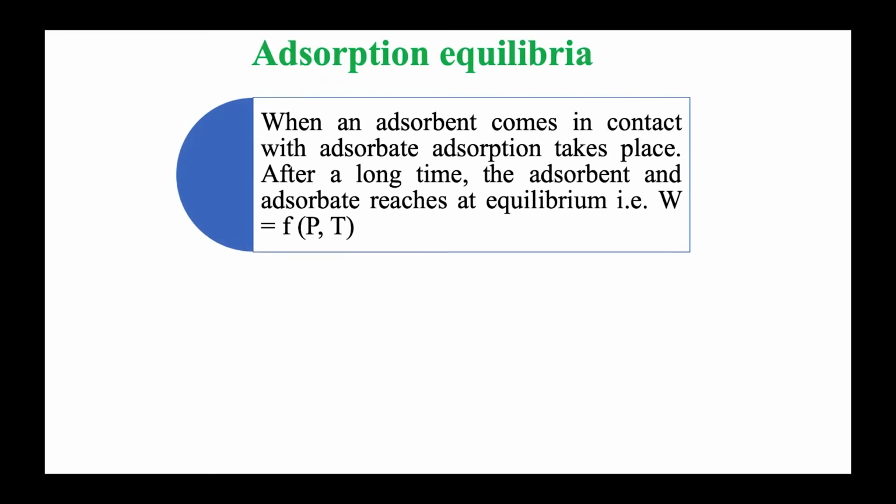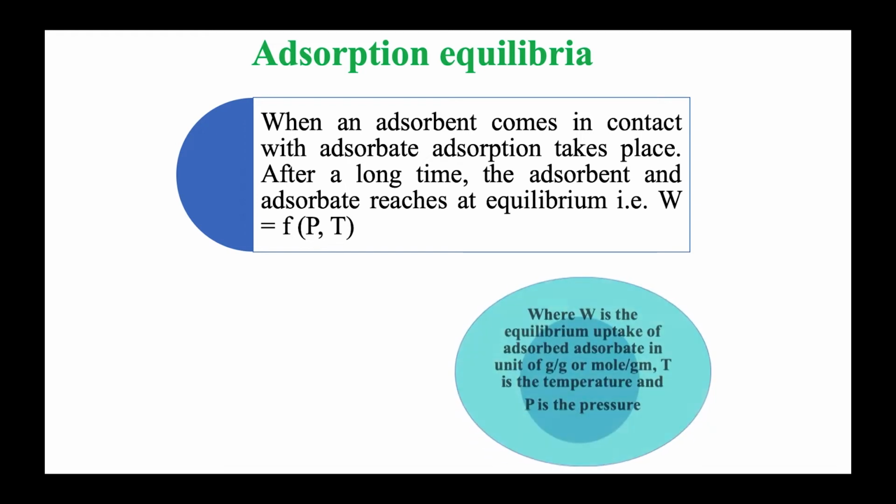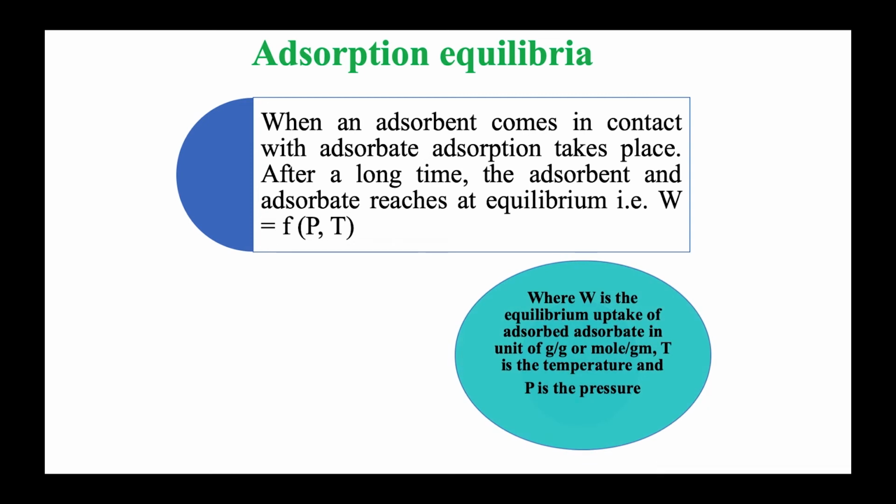Now, we are going to study about adsorption equilibria. When an adsorbent comes in contact with adsorbate, adsorption takes place. After a long time, the adsorbent and adsorbate reach equilibrium. That is, W is equal to function of P and T, where W is the equilibrium uptake of adsorbed adsorbate in unit of gram per gram or mole per gram, T is the temperature and P is the pressure.